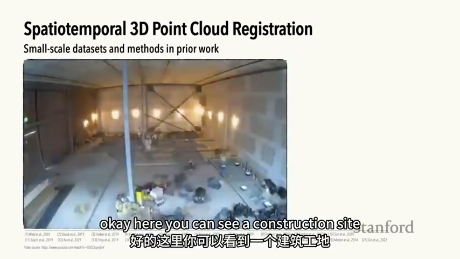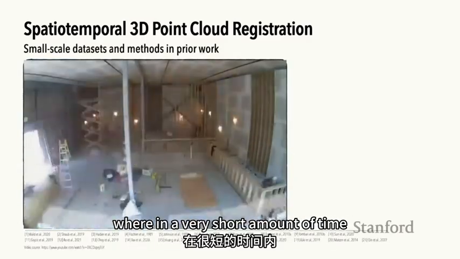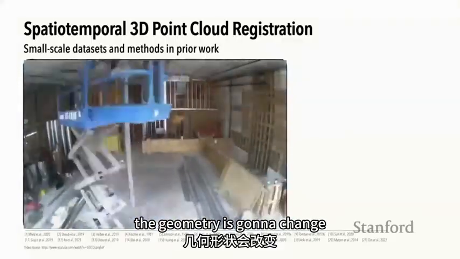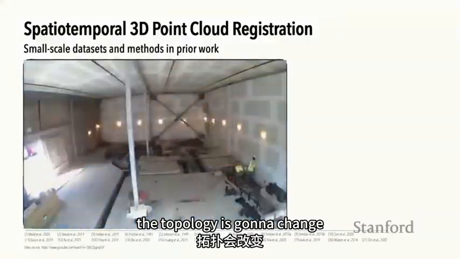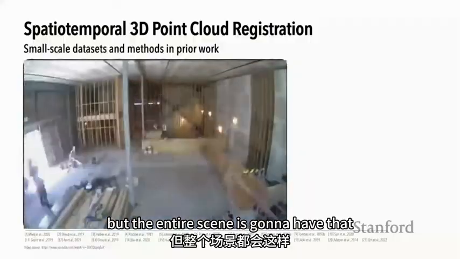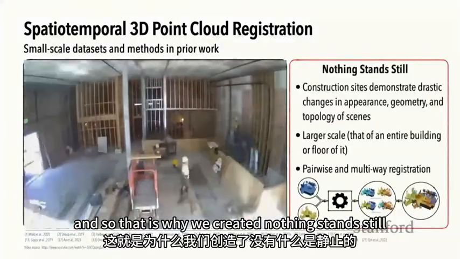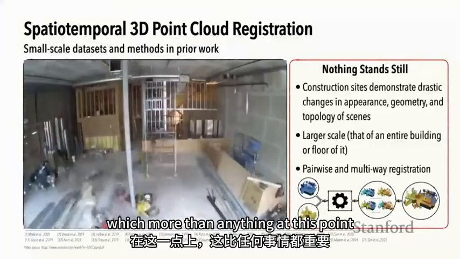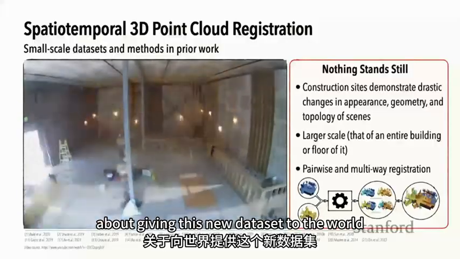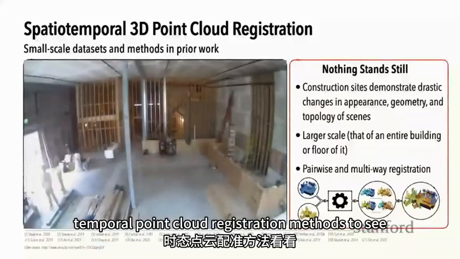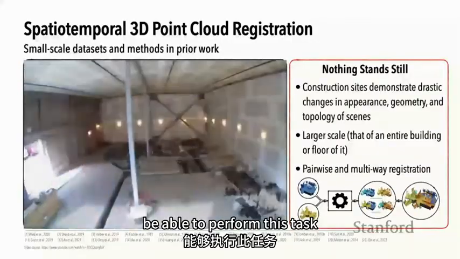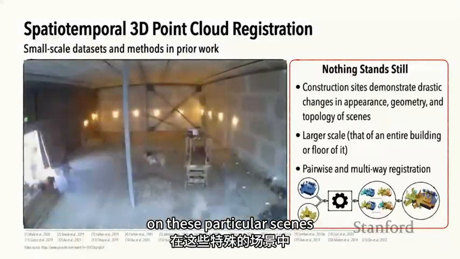Perfect. Okay, here you can see a construction site where in a very short amount of time, you're going to have things added. The geometry is going to change. The appearance is going to change. The topology is going to change. And not only very local in the scene, but the entire scene is going to have that. And so that is why we created Nothing Stands Still, which more than anything at this point is a benchmark about giving this new data set to the world and benchmarking existing spatiotemporal point cloud registration methods to see and answer the question, can existing methods perform this task on these particular scenes?